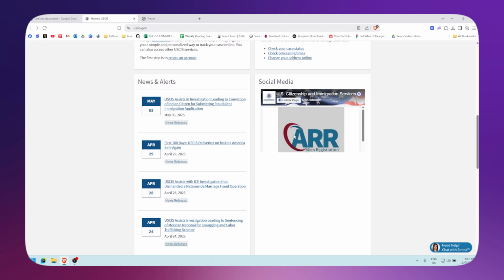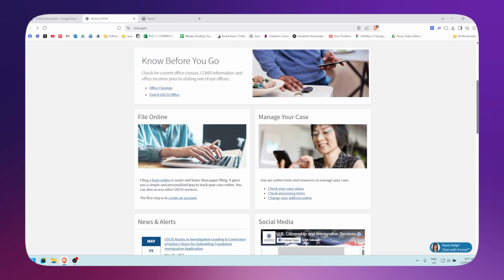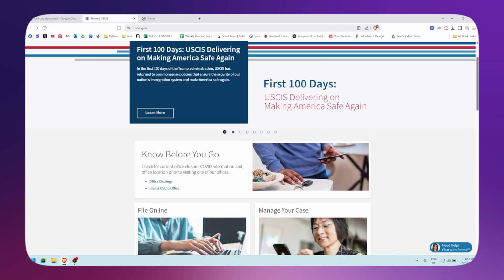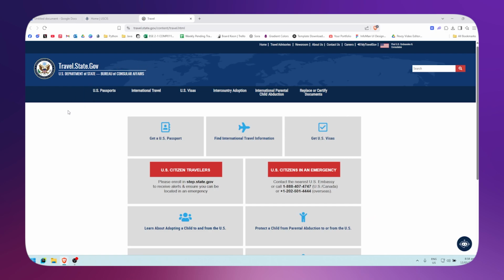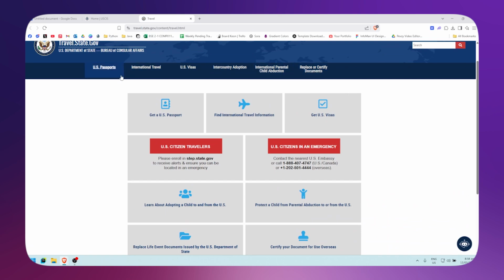And of course, so that you could read about the process on how to apply for a green card. And here's the travel.state.gov, which is the US Department of State. So you just simply read through all the needed information right here to help you get through the process. And that is basically it.